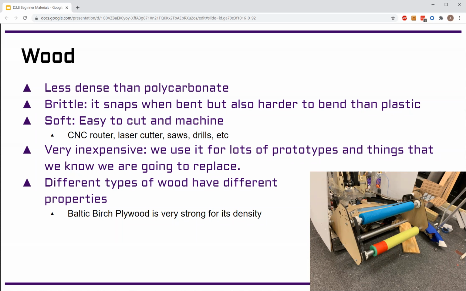Wood's also more environmentally friendly. It'll biodegrade, that sort of thing too. So it's nice if we're gonna have a lot of trash. It's better if it's wood than if it's plastic or something else that can't be recycled as easily.